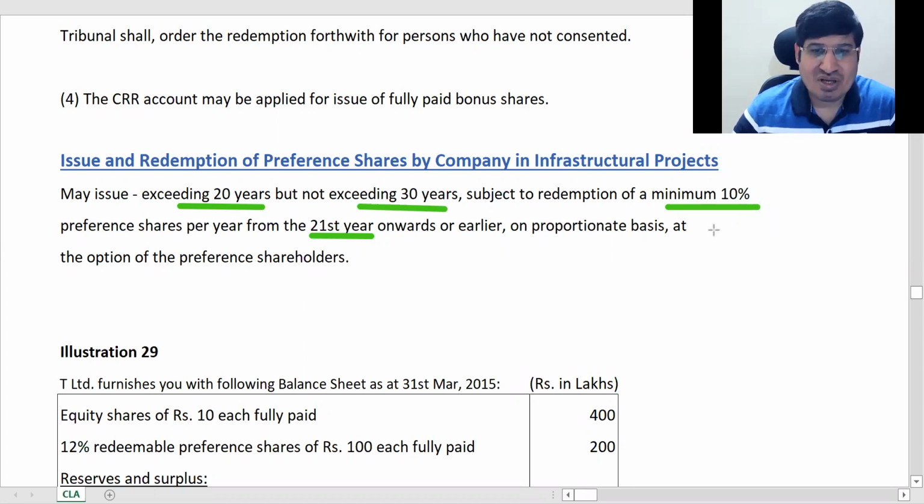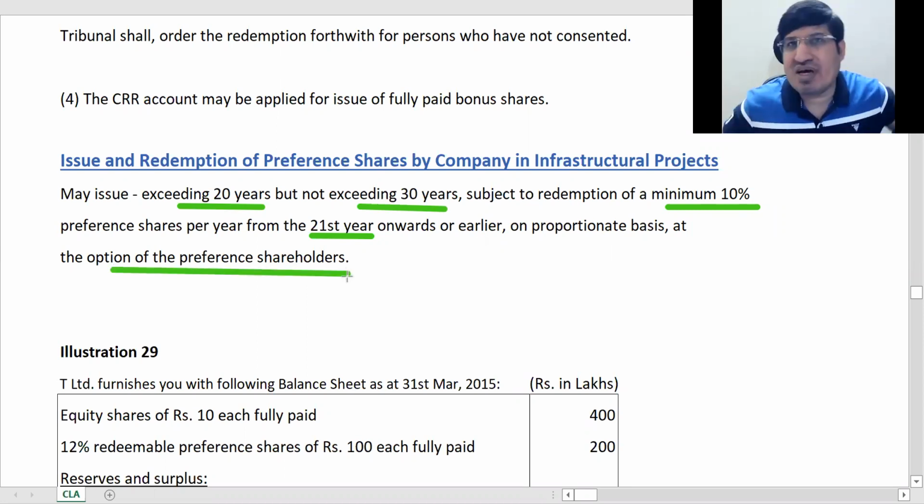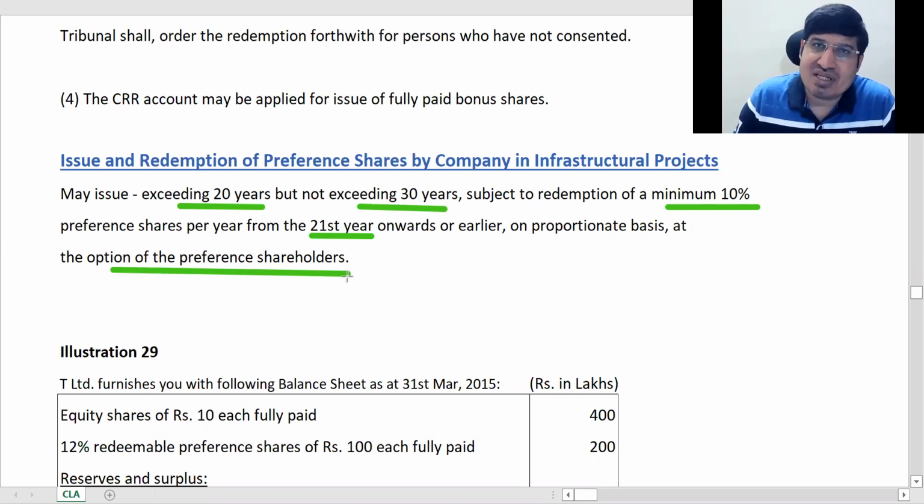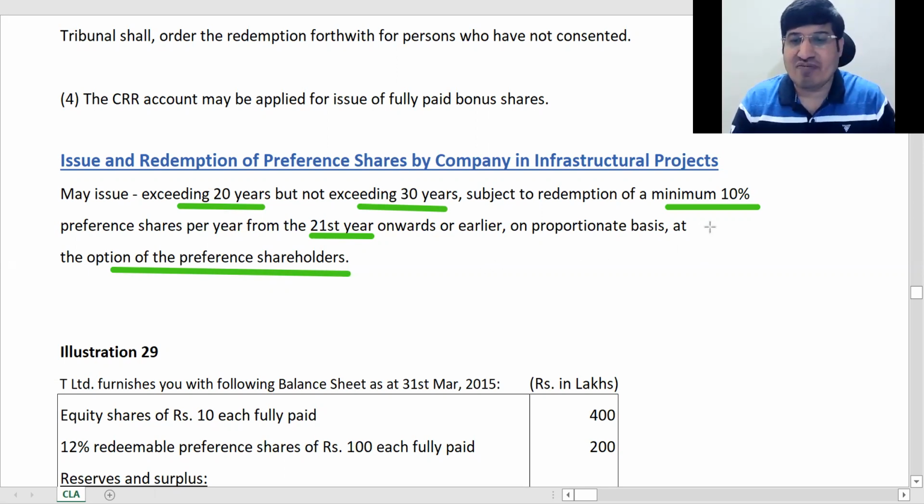That you will have to redeem subject to the option of preference shareholders. If they say no, we are fine, we don't want money every year, just give it to us after the 30th year, then that is okay. Otherwise, the rule is that if you are issuing redeemable preference shares up to 30 years in infrastructure companies, from the 21st year onwards the redemption process should start, and 10% you have to start redeeming.